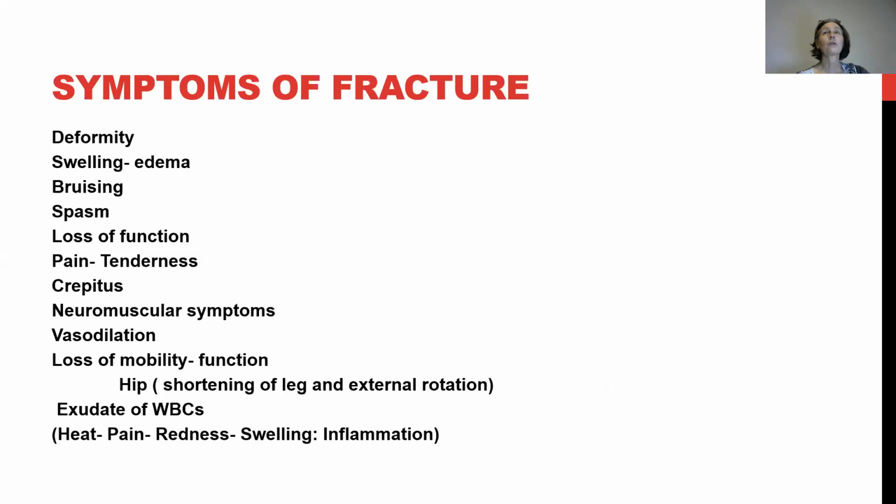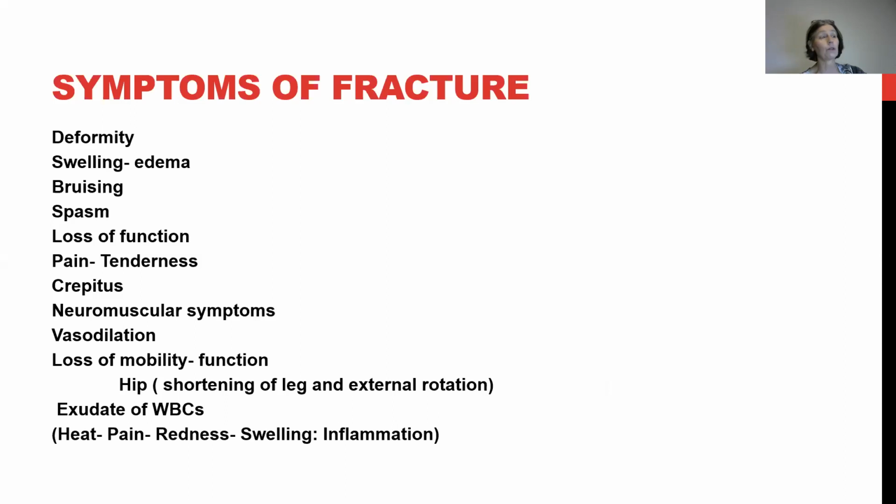The other thing we're going to talk about is neuromuscular symptoms. And with neuromuscular symptoms, the injury is going to happen to the blood vessels and to the bone. But again, the swelling might cause the nerves to be damaged, the nerves to have a decreased perfusion, the nerves to have excessive pain, especially if we have enough swelling that it starts compressing the nerves. We're going to have neuromuscular symptoms.